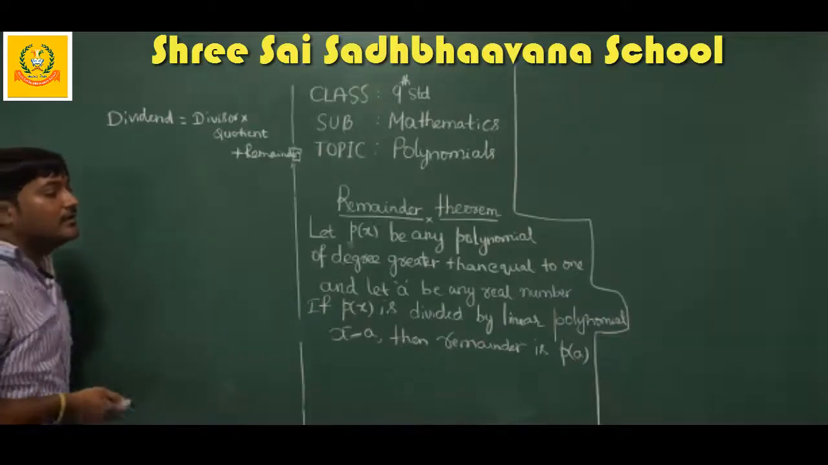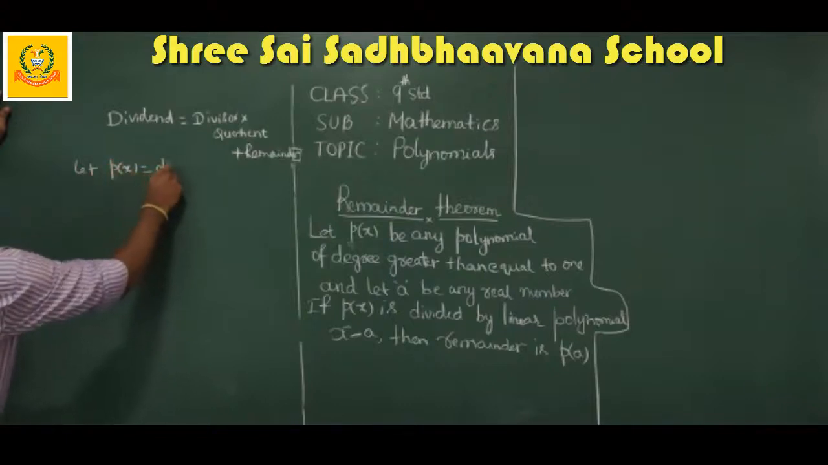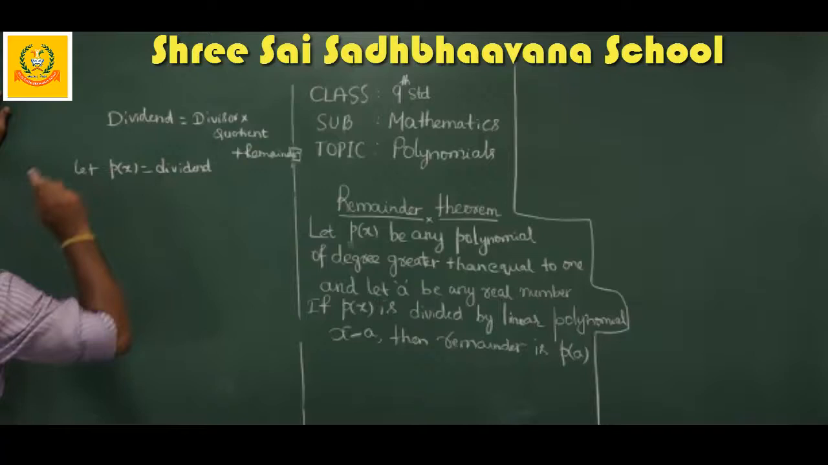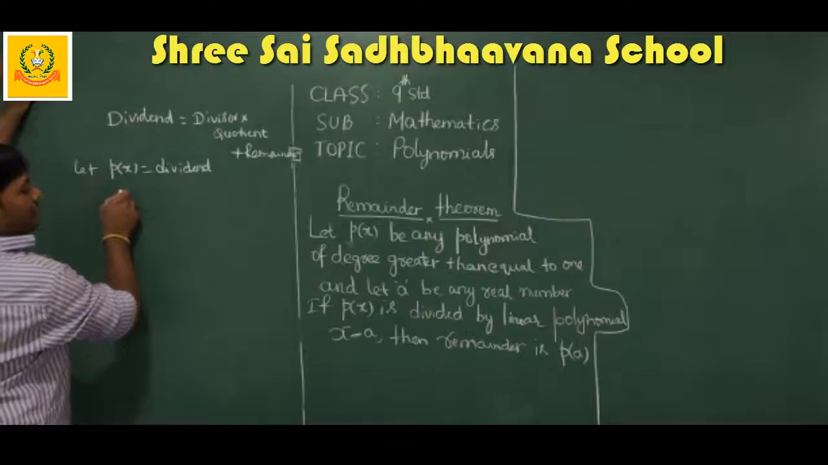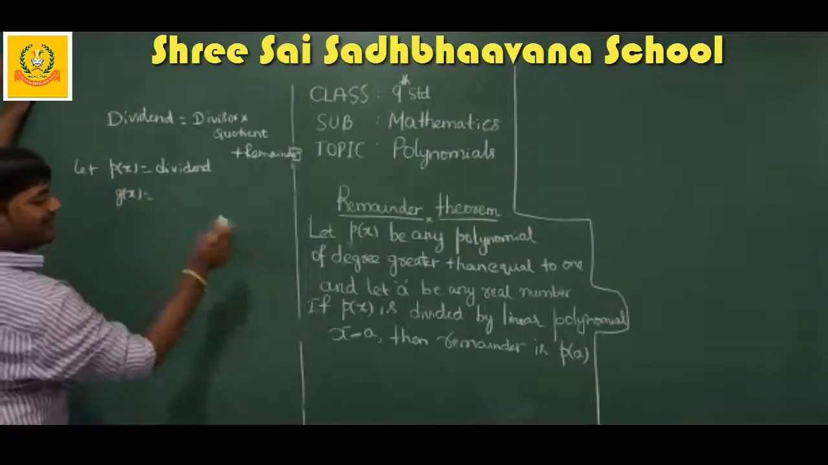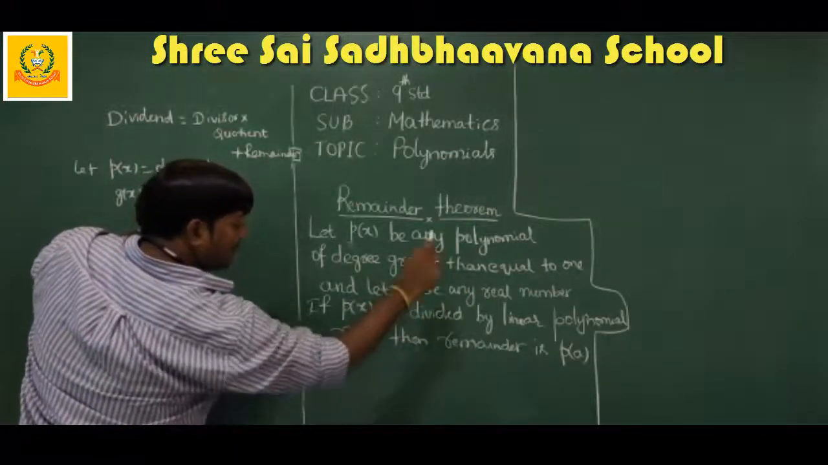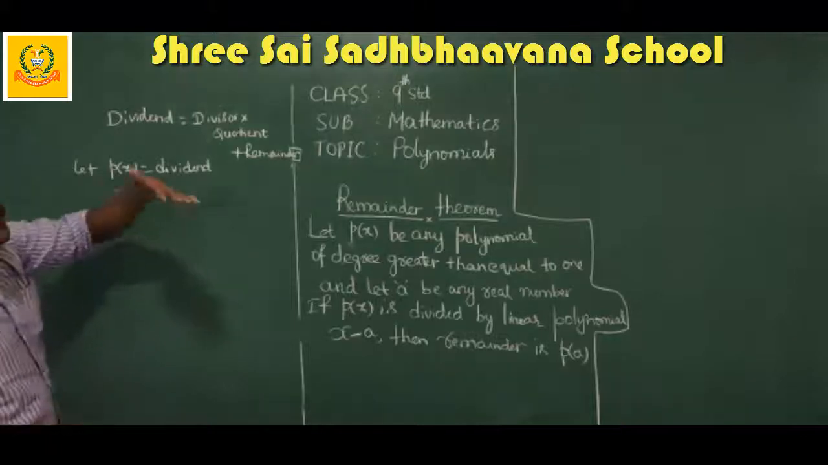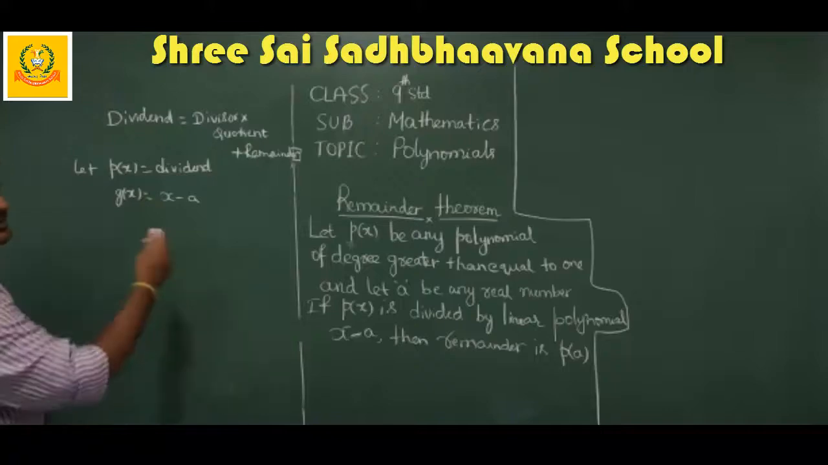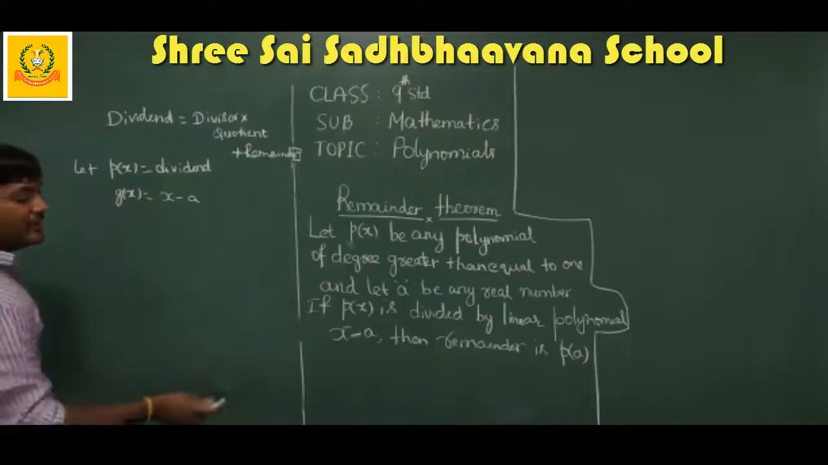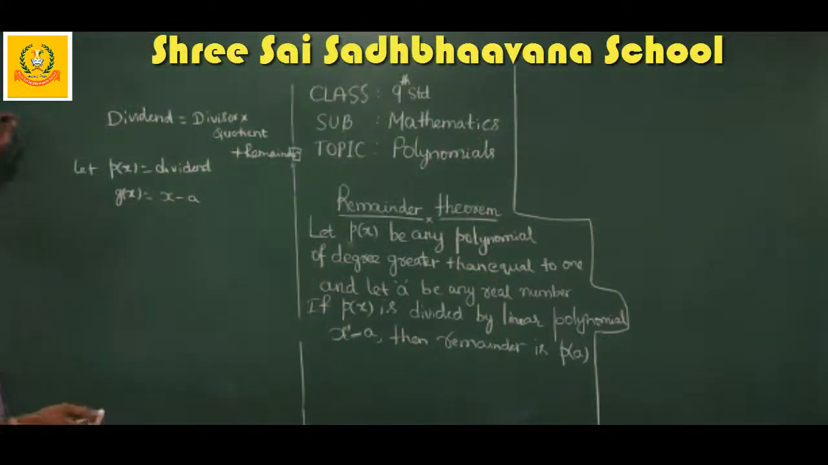Let P of x be the dividend, and the divisor I'll take as g of x. In this case, look at what they are dividing with. Let a be any real number. P of x is divided by the linear polynomial x minus a. So they are dividing P of x, which may be any polynomial, with x minus a, which is a linear polynomial. Why is it a linear polynomial? Because the highest power of x is 1. That's the reason it is considered a linear polynomial.